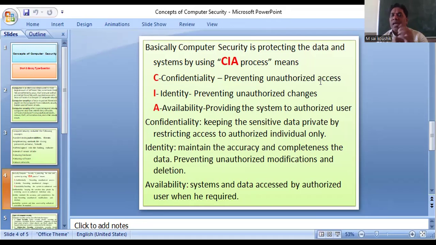Computer security is like a person having some kind of abilities. For example, how do you say you are a good person? Myself is a good person means when I am having good qualities like regularity, respectability, honesty, being a hard worker. These kinds of qualities in a person make them a good person. Good qualities go to a good person. Like that, computer security has some kind of abilities under CIA: confidentiality, identity, and availability.